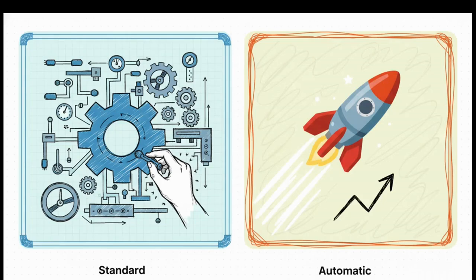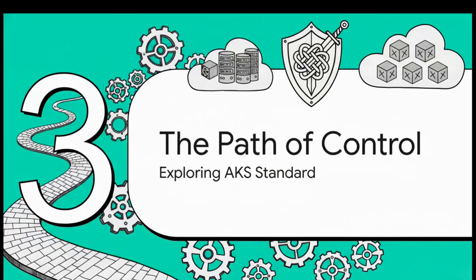You're really choosing between two completely different philosophies. On one side, you have AKS Standard. That's all about total control and deep flexibility. On the other side, you've got AKS Automatic, which prioritizes simplicity and speed above all else. First up, let's walk down that path of control and customization. We're talking about the traditional, the battle-tested AKS Standard.